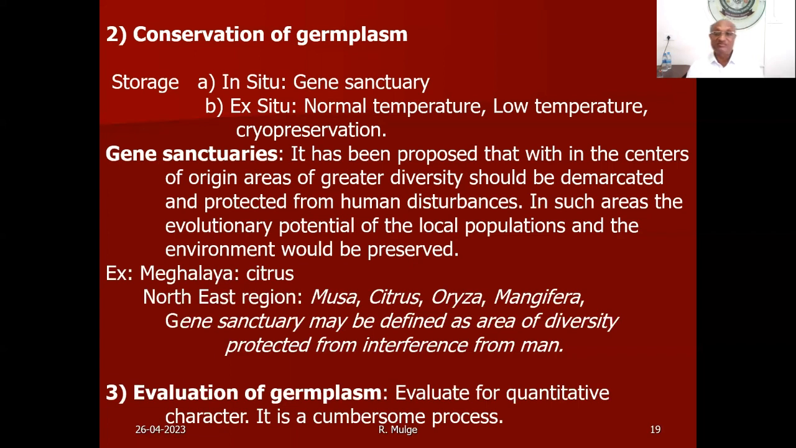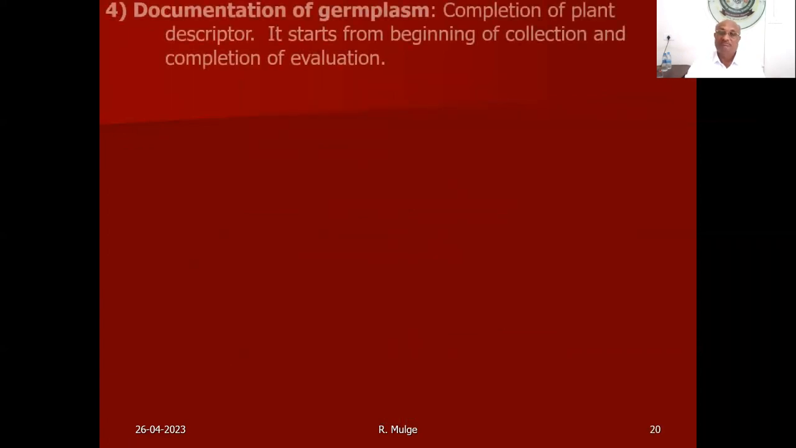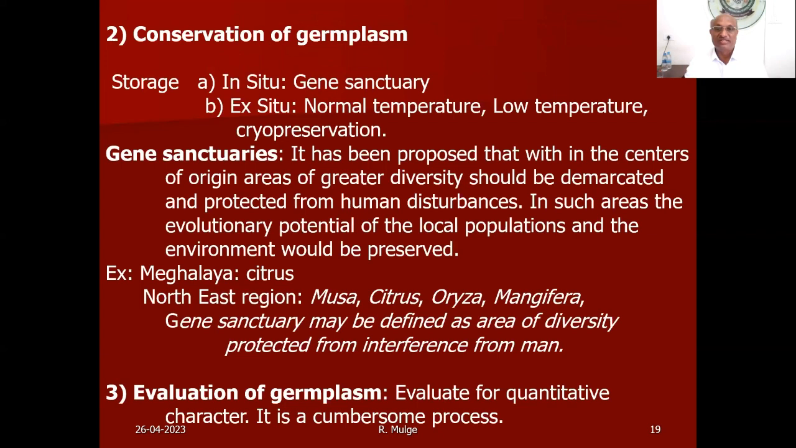Then the evaluation of germplasm. Evaluating for quantitative characters is going to be a very cumbersome process. Now I have to identify which characters you want, and that's why descriptors are available. The curator, the person who is maintaining the germplasm, can take observations there. Whatever parameters are recorded, it is better to record qualitative traits, controlled by few genes. Quantitative traits are of no use, because they do not have identity and have more environmental variation.